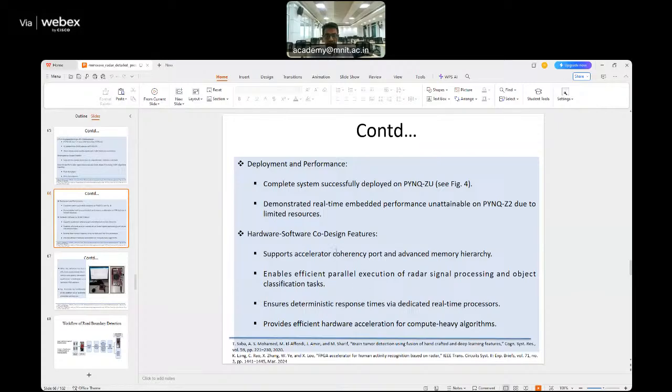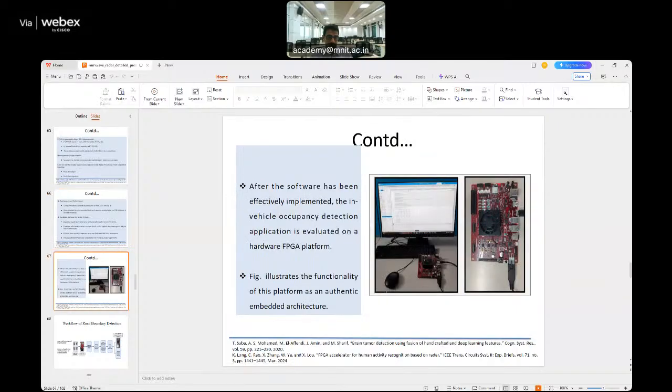So hardware-software co-design features support accelerator coherency and advanced memory hierarchy, which enables efficient parallel execution of radar signal processing and object classification tasks, ensures deterministic response times via a dedicated real-time processor, and provides efficient hardware acceleration for compute-heavy algorithms. That is being shown here as mentioned.